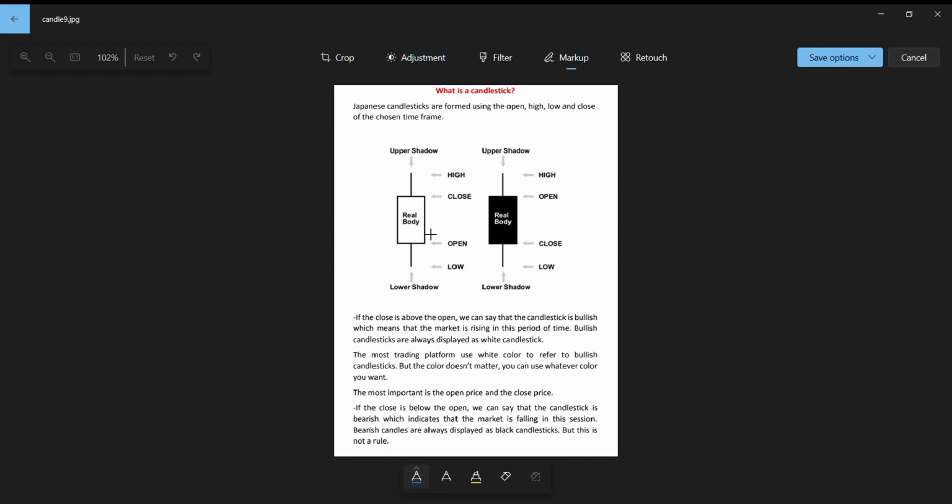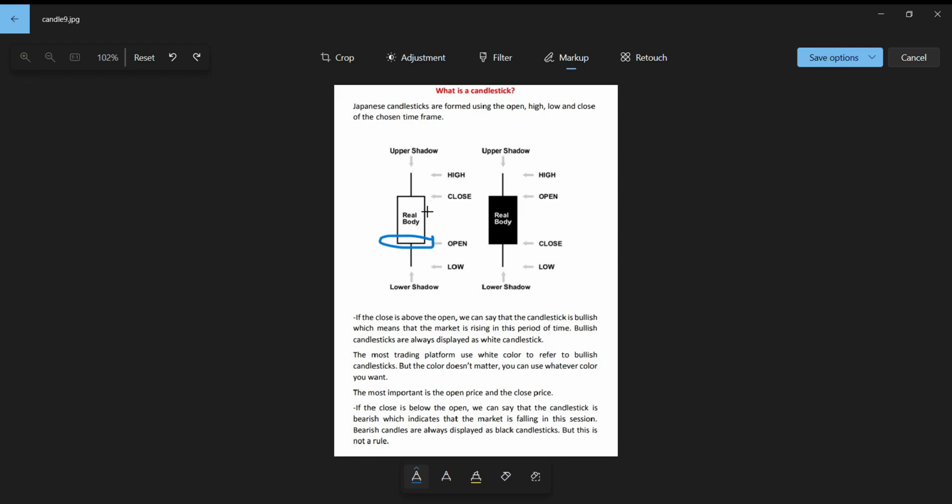Now, remember that the buyers open the market from the bottom here. We have seen that before. And they close the market at the top here. Now this line is called the upper shadow.